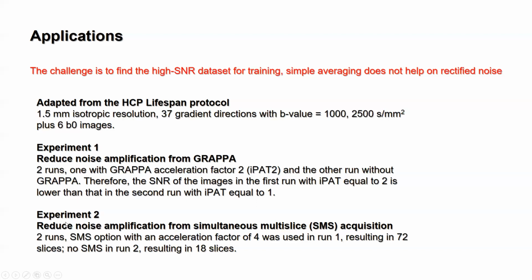And experiment 2 is based on multiband or simultaneous multi-slice acquisition. So we also have 2 runs. The SMS option with an acceleration factor of 4 was used in run 1, resulting in 72 slices. And we did not apply SMS in run 2, but to have the same acquisition time, we have to reduce the number of slices. So run 2, in theory, has higher SNR than run 1 because it didn't use the multiband acquisition.